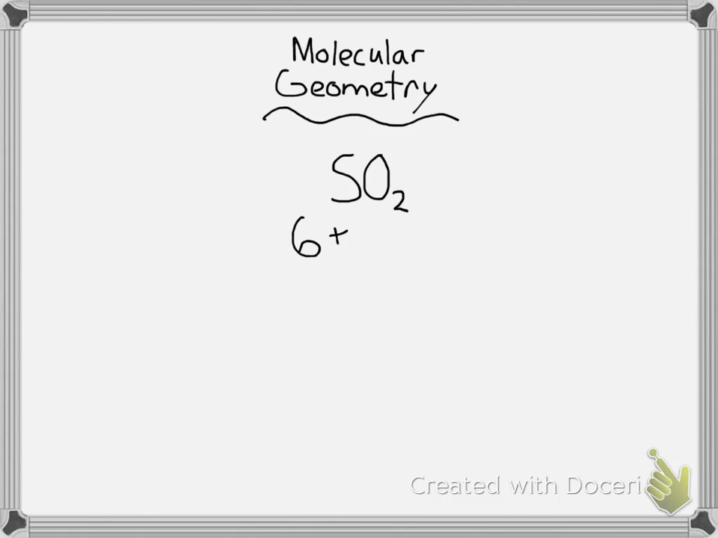Since there are 2 oxygens, let's take 6, which is the number of valence electrons, and multiply that by 2 since there are 2 of them. Once we do that, we'll get 6 plus 12, which will give us 18. So for our Lewis structure, the overall number of electrons we want to have in it is 18.